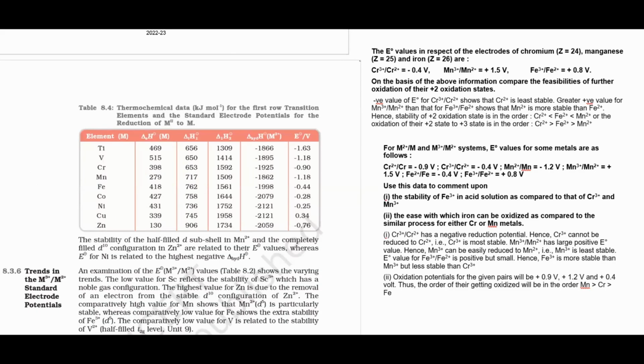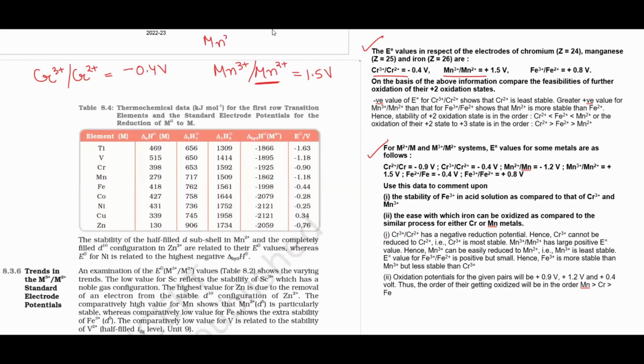The next important type of question, children, I have written two questions here. This form of question is important. What is the logic behind this? You have been given different potentials. All these are reduction potentials. For example, this is the reduction potential of chromium, which reads minus 0.4 volt. And here is the reduction potential of manganese, right? A positive reduction potential of manganese shows that Mn2+ is more stable oxidation state.